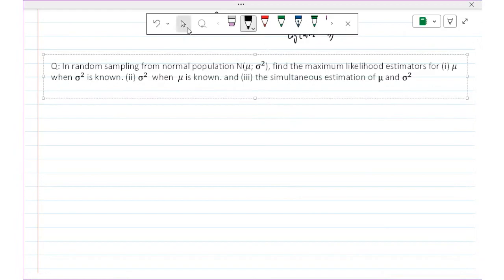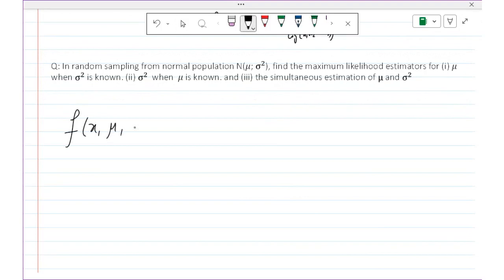Now what is the density function of the normal distribution? f of x comma mu comma sigma. There are two parameters in the normal distribution, and we have to find the maximum likelihood estimator. First I am writing the density function of the normal distribution. The density function, if you remember, is 1 upon sigma root 2 pi, e power minus x minus mu divided by sigma whole power 2, and I think a half was there.